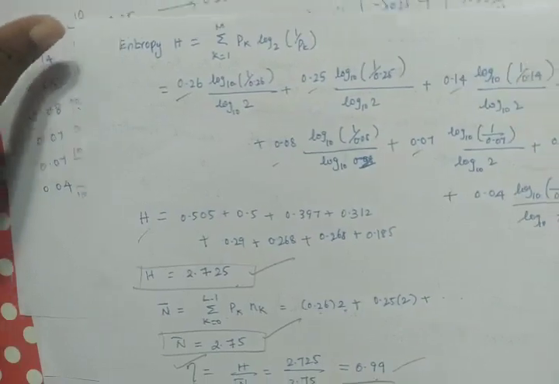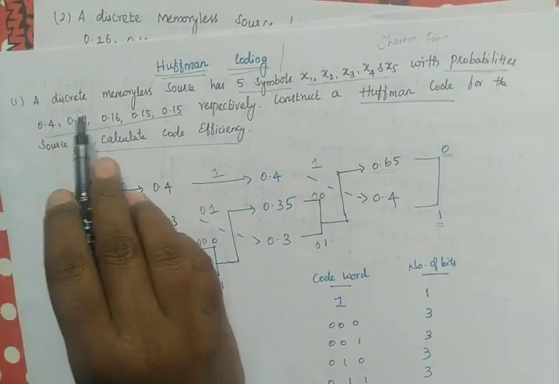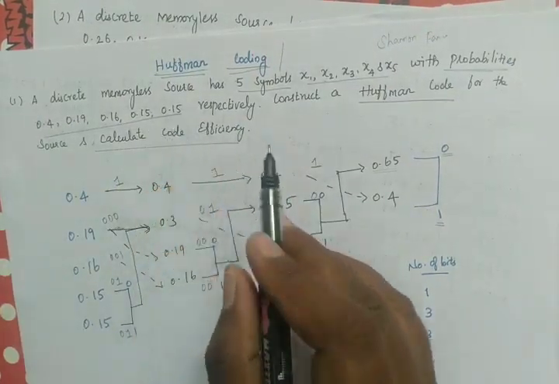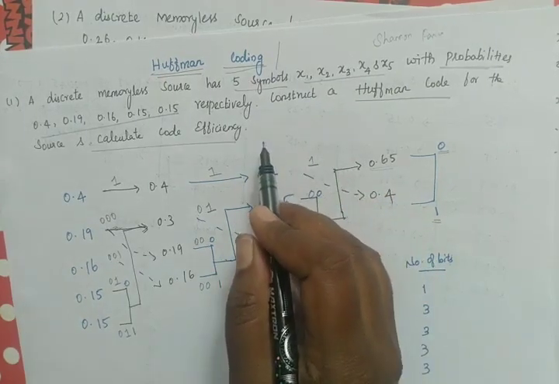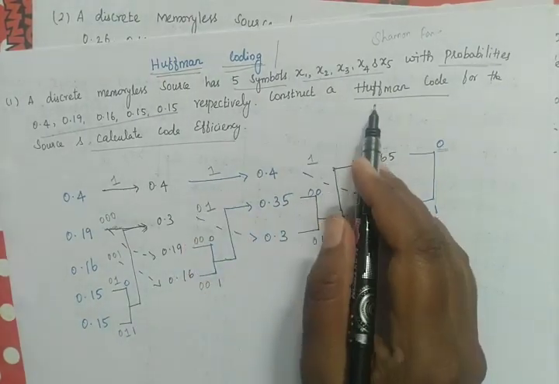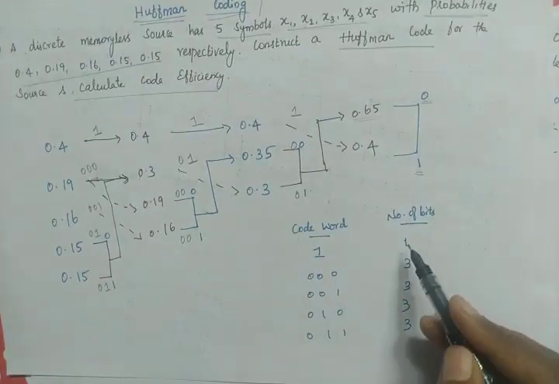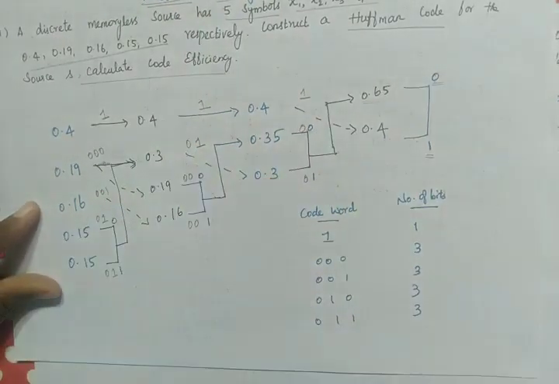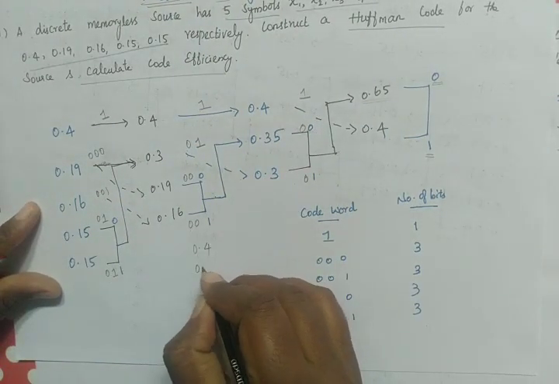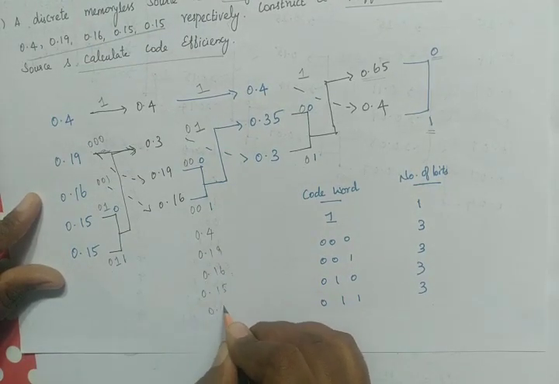So if you get questions like this in a university examination, for the same discrete memoryless source with the given probabilities, and you are asked to solve Huffman and Shannon. If you get a question like that, what you have to do is first construct the Huffman code. First construct the Huffman code, then by keeping this probability, because we can change Shannon. For example, if it is 0.4, I am writing 0.19, 0.16, 0.15, 0.15.